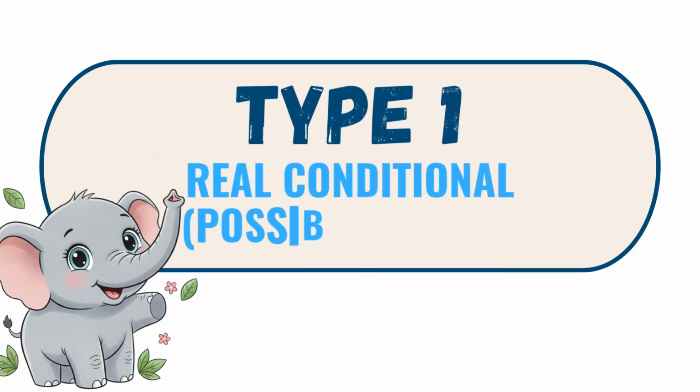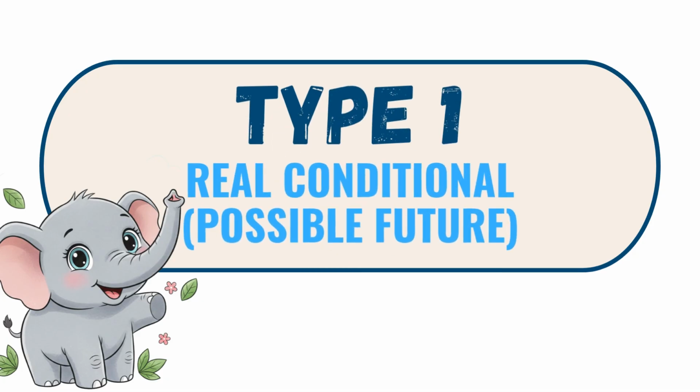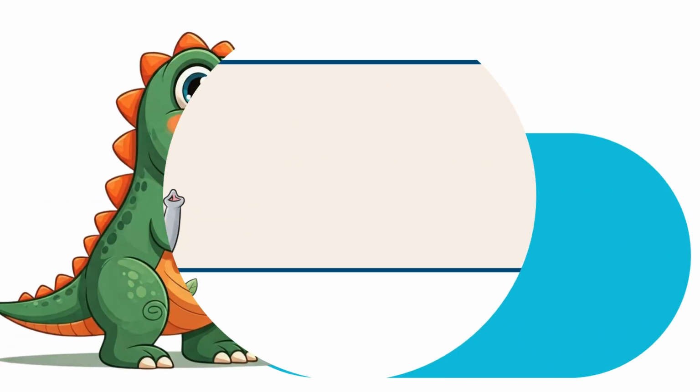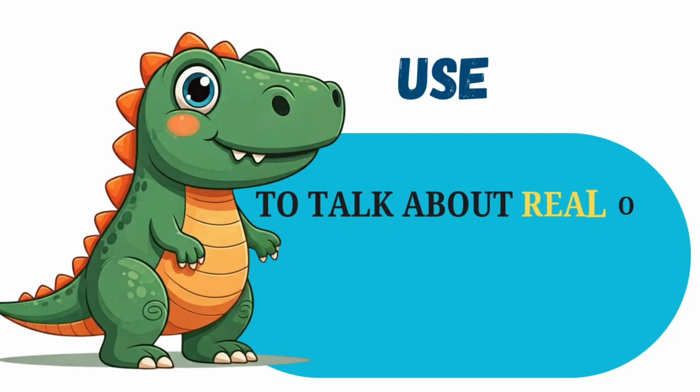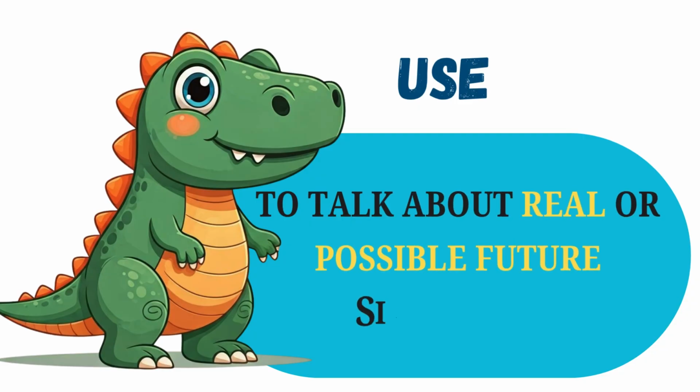Type 1 conditional, first conditional. The first conditional is used to talk about real and possible situations in the future. It shows that if a condition is met, a particular result will probably happen. There is some uncertainty because it refers to future possibilities, but the result is realistic.